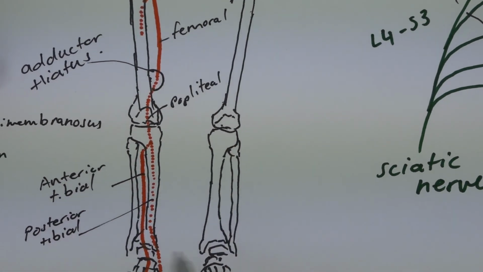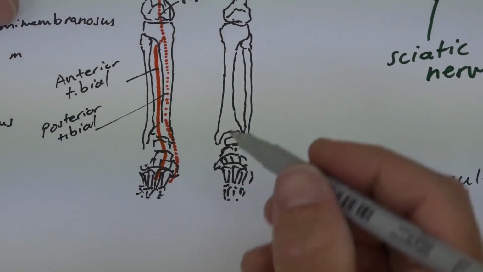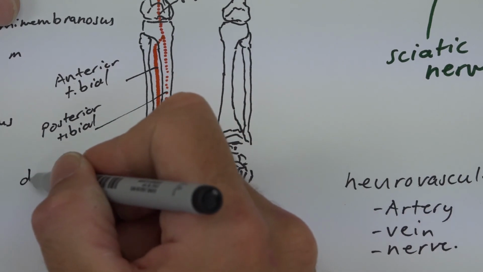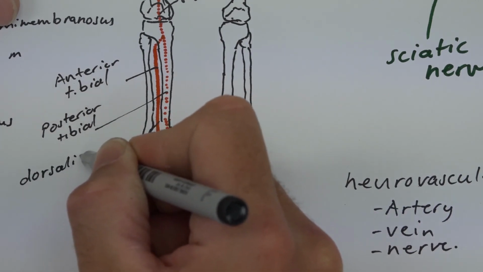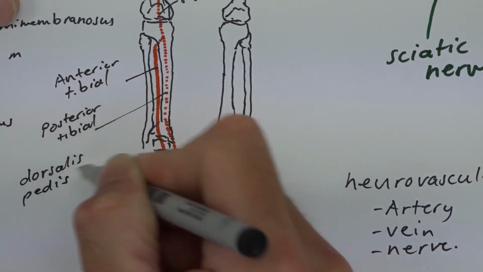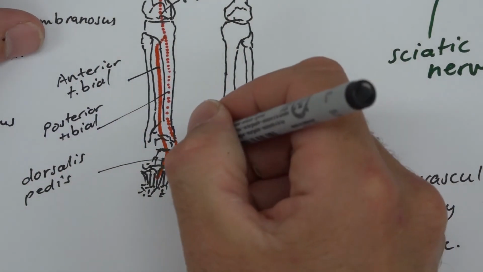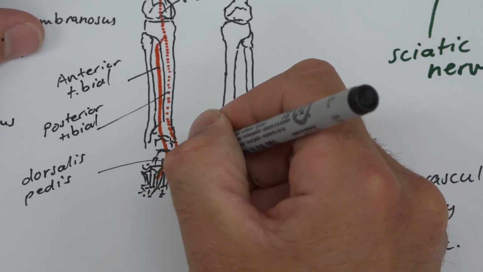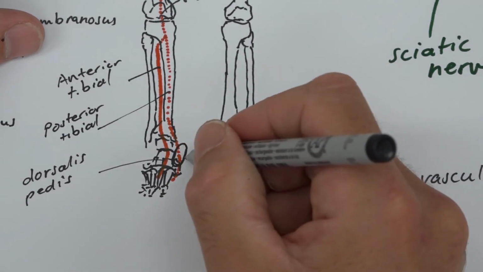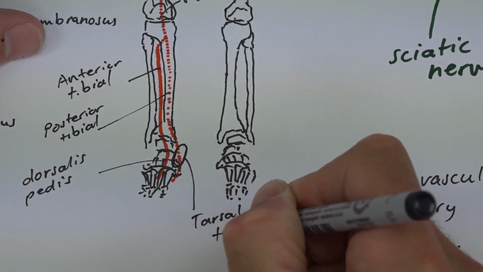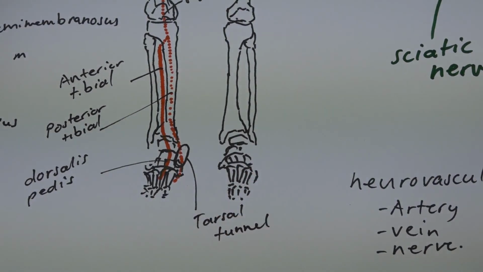Now, because they've crossed the ankle, this one on top of the foot is called dorsalis pedis, pedis being foot, dorsalis being dorsum, so top of the foot or back of the hand. And we said here that the one going posteriorly passes through a space. So on the medial aspect of the ankle, this area here is called your tarsal tunnel, which will be discussed in a video a little bit later.